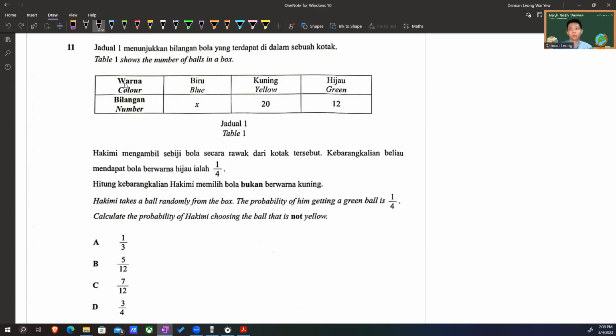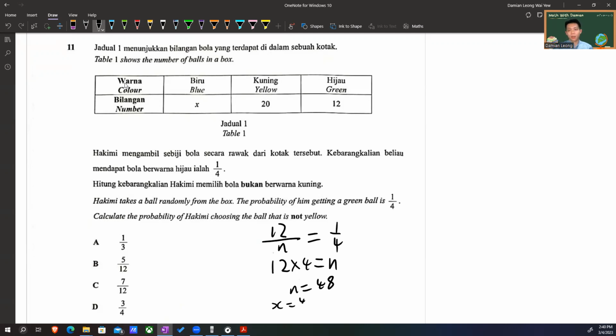Okay. Now, probability of getting green ball is 1/4. I have number of green balls, means 12 over the total number of balls. Let's put n equals to 1/4. Or if you want to find x straight, then you put x plus 20 plus 12. Also get. So for me, I prefer to just put n like that. Find the total first. So bring up the 4, bring up the n. 12 times 4 is n is 48. Means total there are 48 balls.